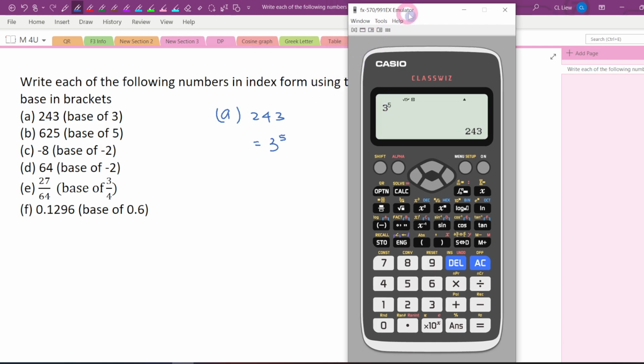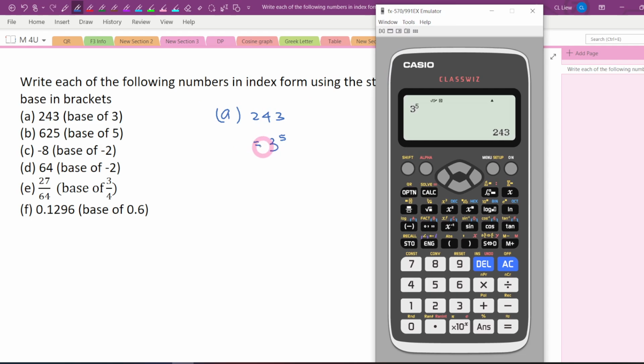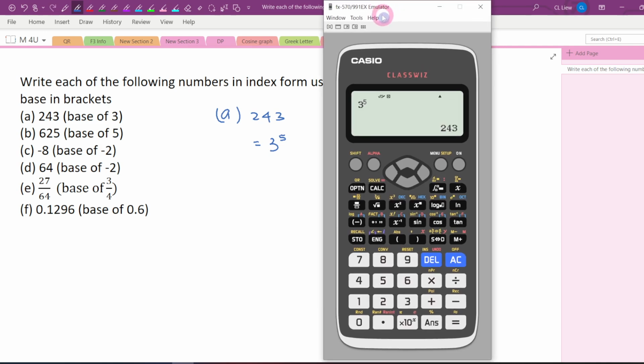So another method is, if this is a prime number, 3 is a prime number, right? We actually can use the prime factorization function of this calculator to help you to get the answer. Now, first you key in 243 and then press equal. Now I'm going to use the prime factorization function of this calculator to help me to get the answer. Press shift first and then press this one. 3 to the power of 5.